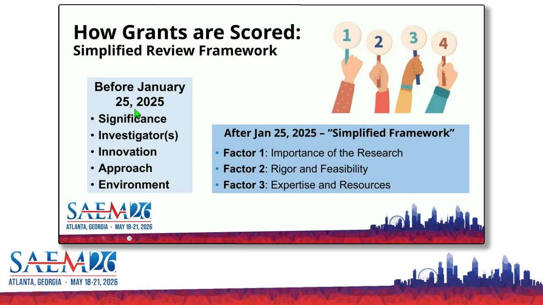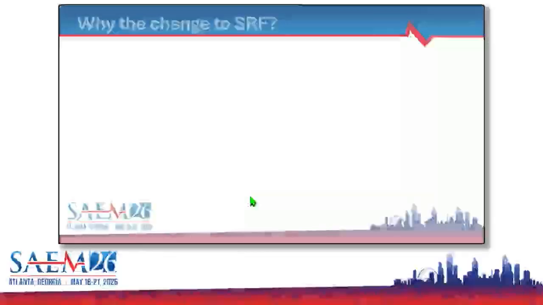Okay. Before January 25th, 2025, we used to have 5 review criteria, right? Significance, innovation, investigators, approach, and environment, right? Now we only have 3. So hence, this has been called the SRF, or the Simplified Review Framework. We will now talk about what that is, but basically, there are 3 factors named Factor 1, Factor 2, and Factor 3. Okay?